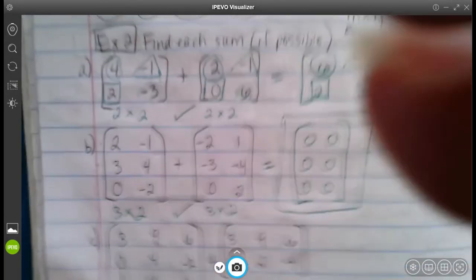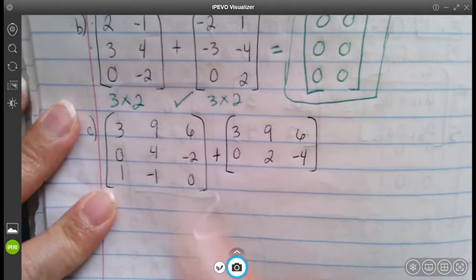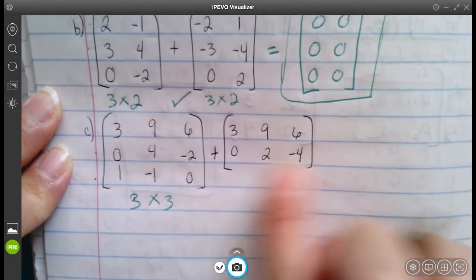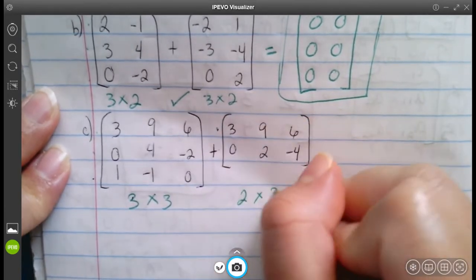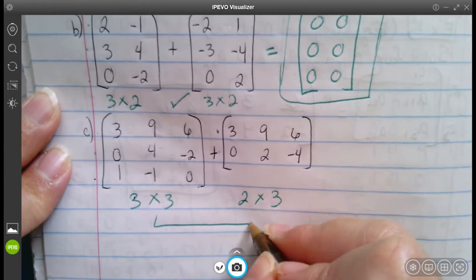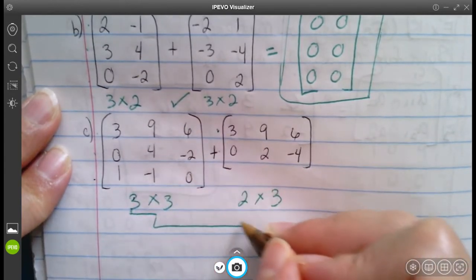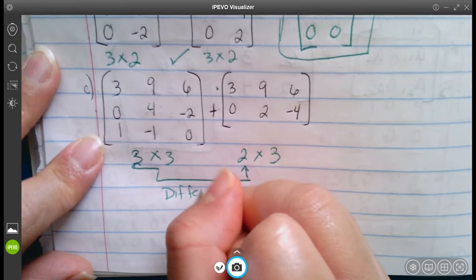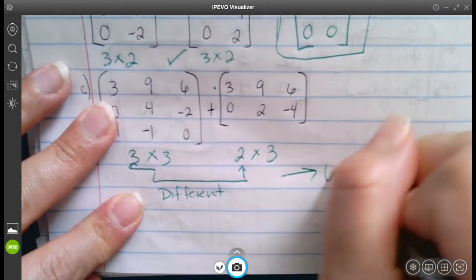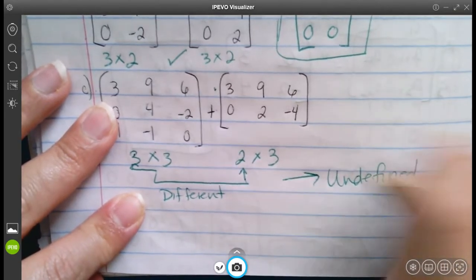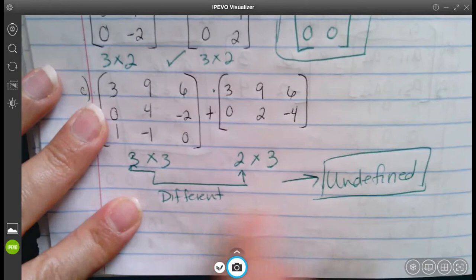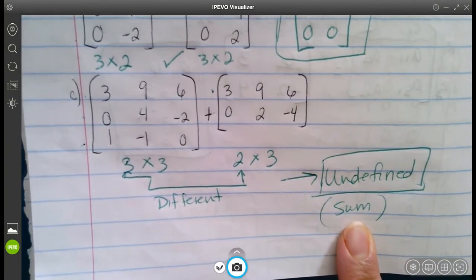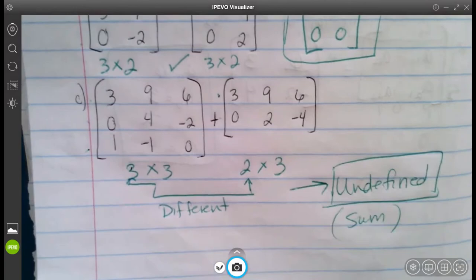Okay. Last but not least, on this example, letter C, we have another set of matrices. This one is 3 by 3. This one is 2 by 3. So right here, since these two are different, to be specific, this one right here, those two, our m values are different. That means that this is going to be undefined. We cannot add them together. Please note that this is undefined for the sum. When it comes to multiplication, it's a little bit different. Okay, so we'll see that in just a bit as well. All right, let's move on.